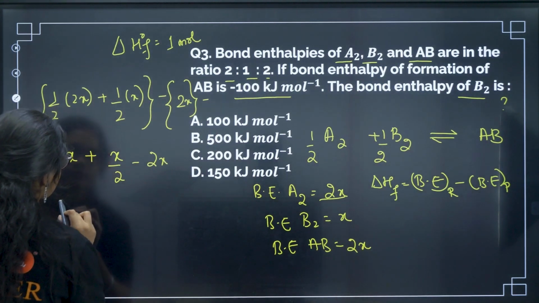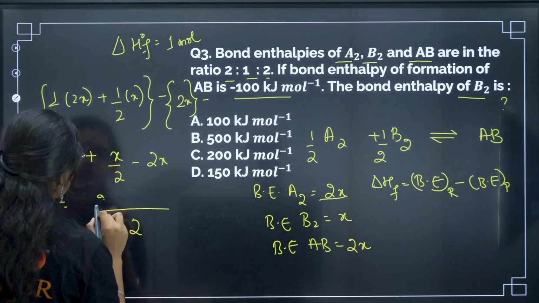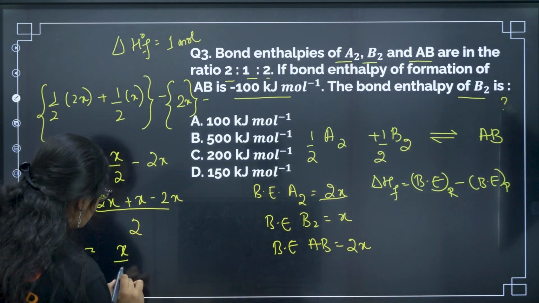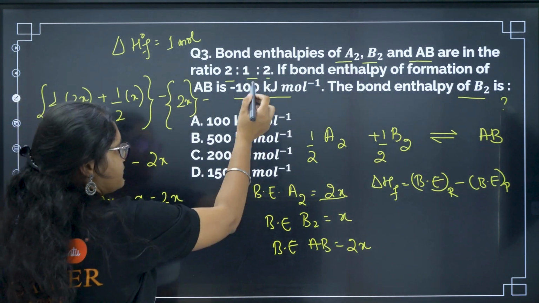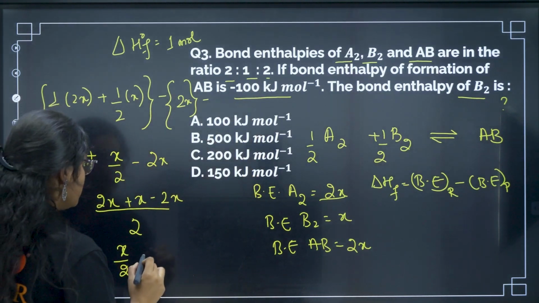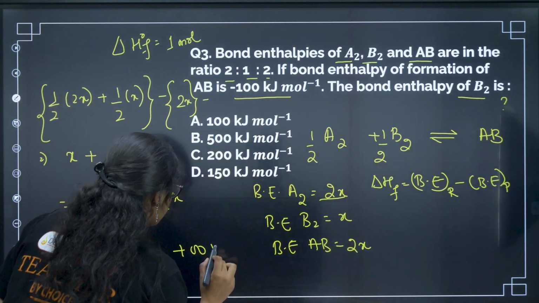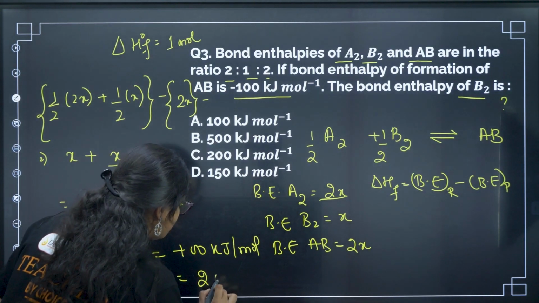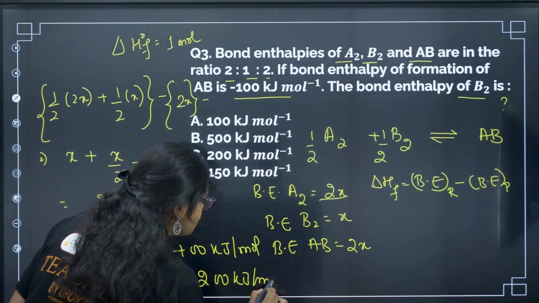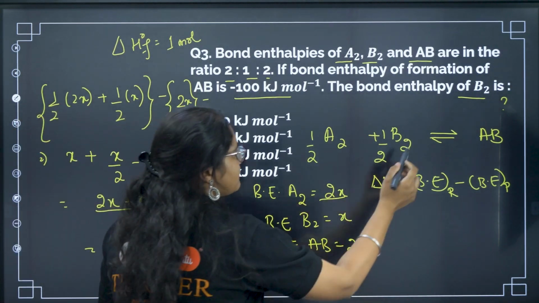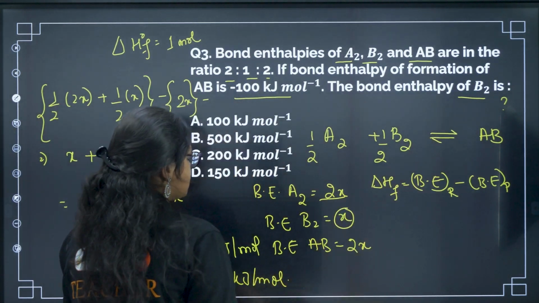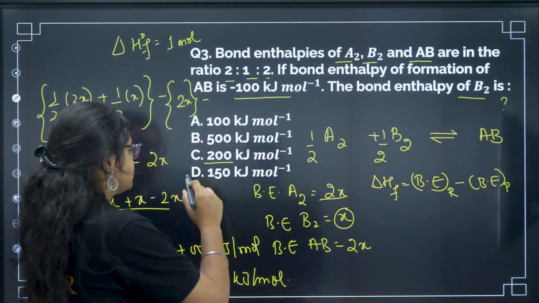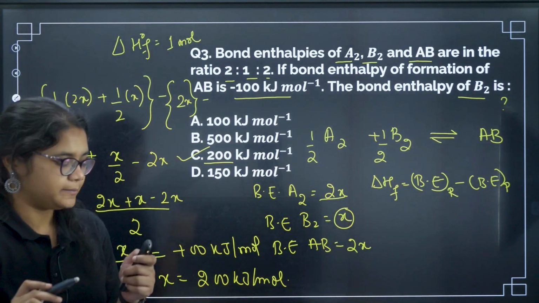If we solve this, we'll get 2x plus x minus 2x, that is x by 2. According to the question, the enthalpy of formation is given as minus 100 kilojoule per mole. So I can write this as minus 100 kilojoule per mole. That means the x value will be 200 kilojoule per mole. The bond enthalpy of B2 was x, so the bond enthalpy of B2 will be 200 kilojoule per mole. So the correct answer for this question is option number C.